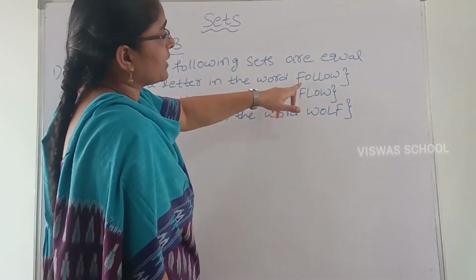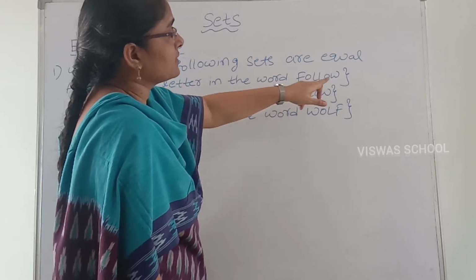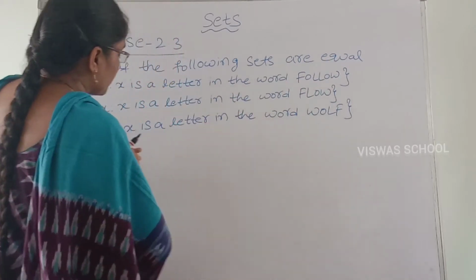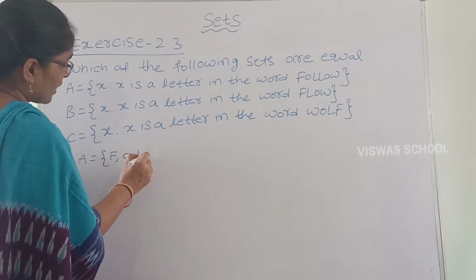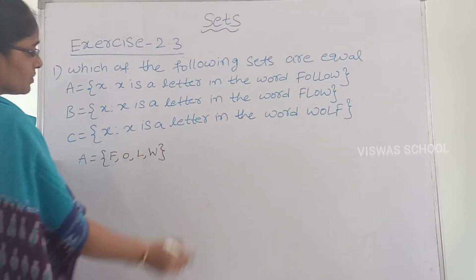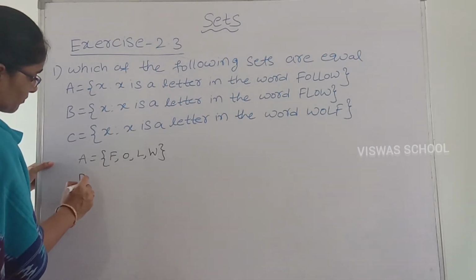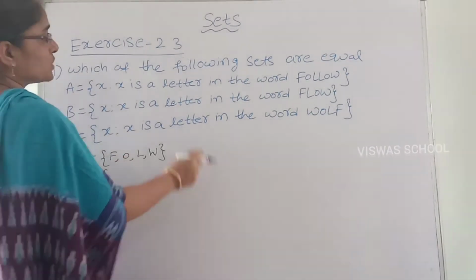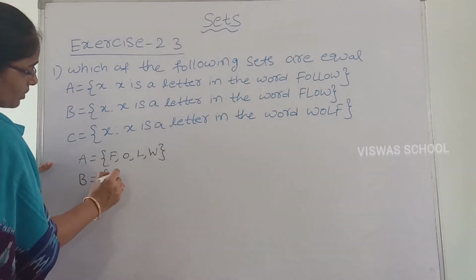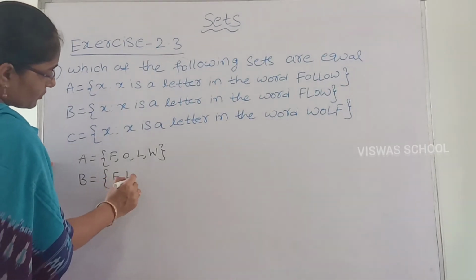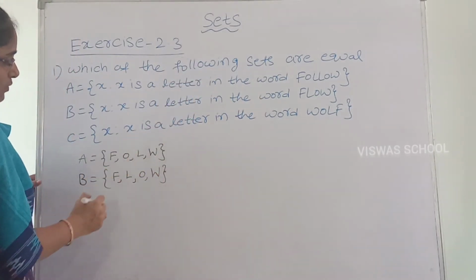First write set A. Here the letters are what? F, O. L is repeated twice and O is also repeated twice. And here it is W. That is F comma O comma L comma W. These are the letters. And next one is B. B equals what? X is a letter in the word flow. And here also the elements are F, L, O and W. Here none is repeated. Directly write F, L, O, W.